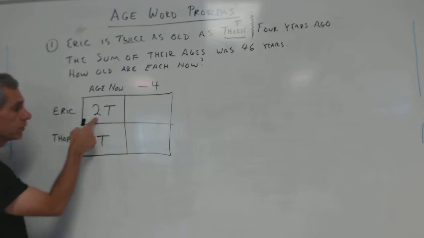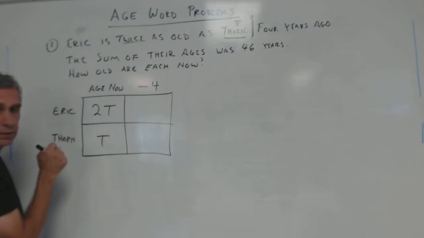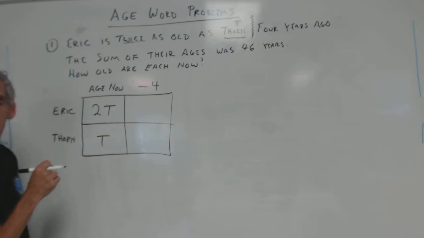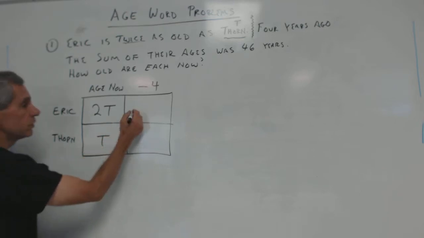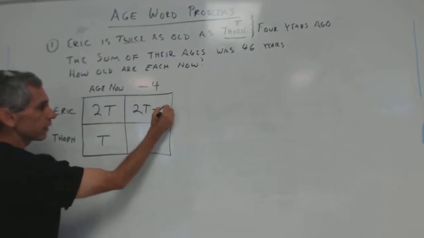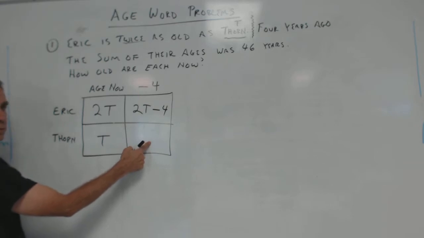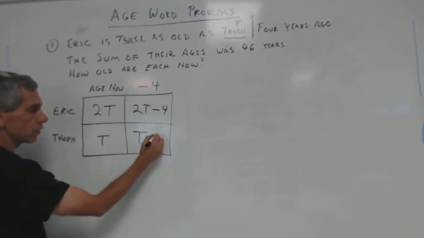No, you always put the number first and then the variable. In algebra, that's the formal way to do it. And then what goes here? 2t minus 4. I just rewrite this and then I put minus 4, exactly. And what goes here? T minus 4. T goes here, and then I go minus 4.